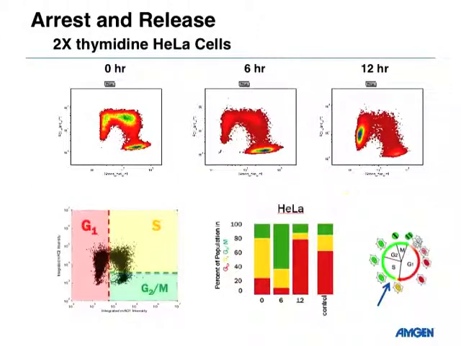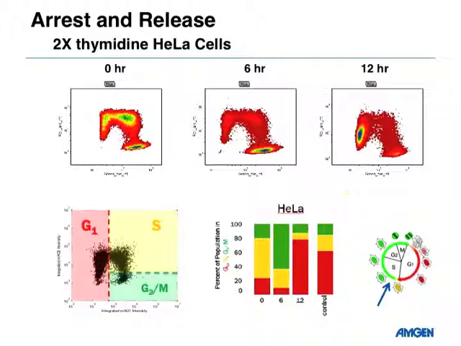And what you can see here, again, is the population at 0 hours, at 6, and at 12. And what we've done, again, is just using the automatic segmentation. And you can see what you'd expect from blocking at S phase. What you would expect is a fairly large population of cells in this quadrant up here that's associated with S phase.